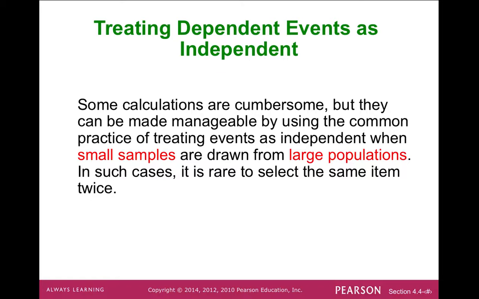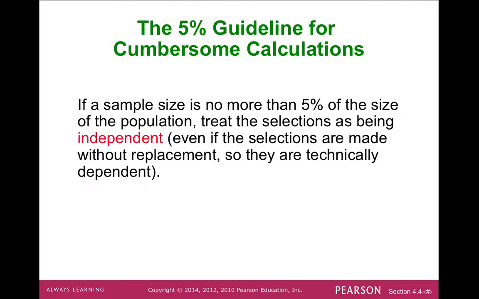And so there's a very common practice in statistics of treating events as independent when you have small samples that are drawn from large populations, because in such a case it's very rare to select the same item twice. So you don't really have to worry about whether they're dependent or independent. For the purposes of this course, all the examples that we're going to see are going to be either independent events or events that we're going to treat as independent.